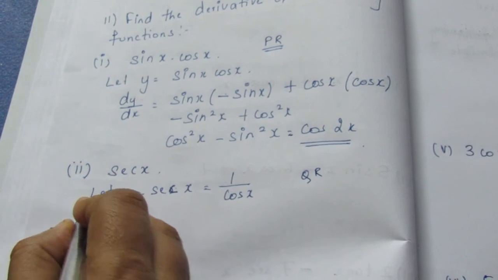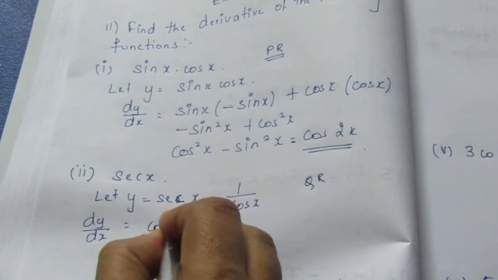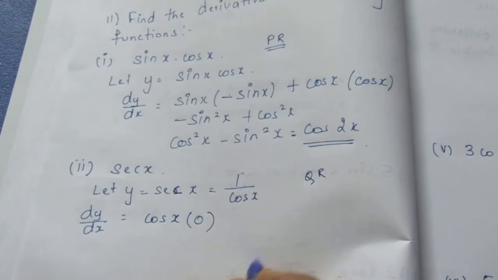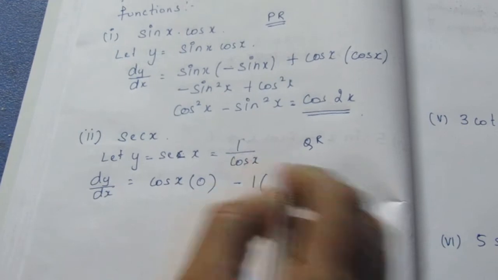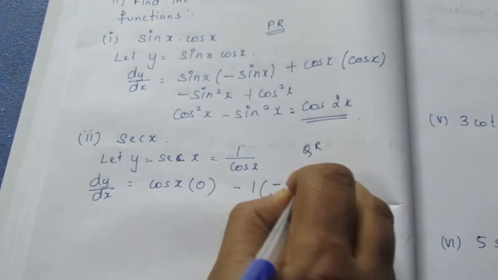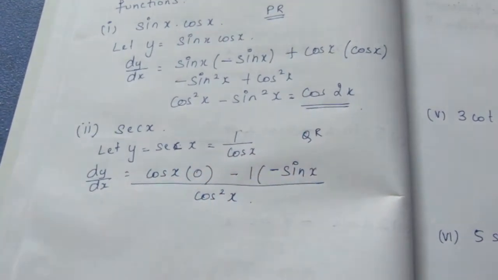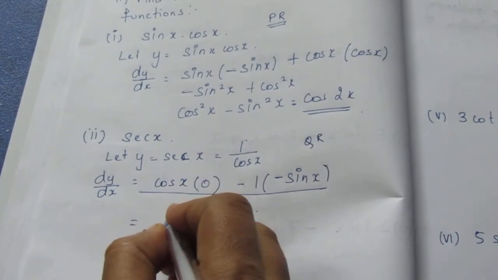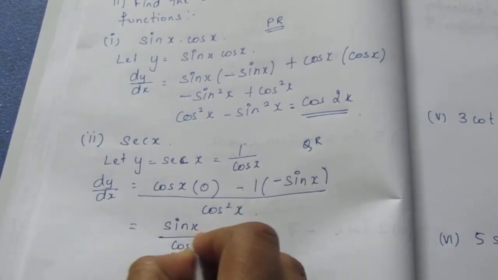Following the quotient rule, dy by dx is equal to, first the denominator into the numerator differentiation. The numerator is a constant term, so it becomes 0, minus numerator into denominator differentiation. The denominator here is cos x, so it becomes minus sin x, by the denominator square, so cos square x. Now here it becomes 0. Here minus into minus will become plus, so plus sin x by cos square x.